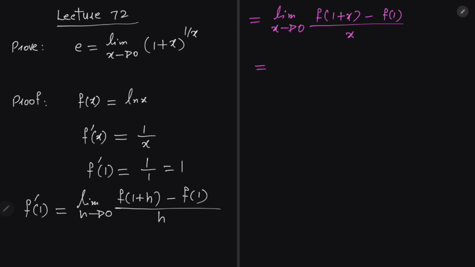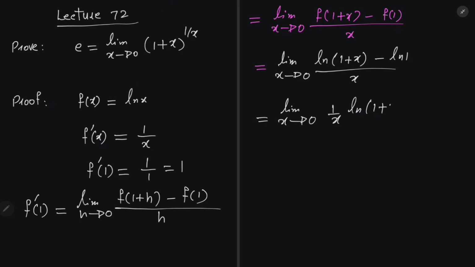Why did we change? We changed it since our function was natural log of x, so we replace this with 1 plus x here. The limit as x approaches 0 of natural log of 1 plus x minus natural log of 1, divided by x. That is the limit as x approaches 0 of 1 over x times natural log of 1 plus x, since natural log of 1 is 0.